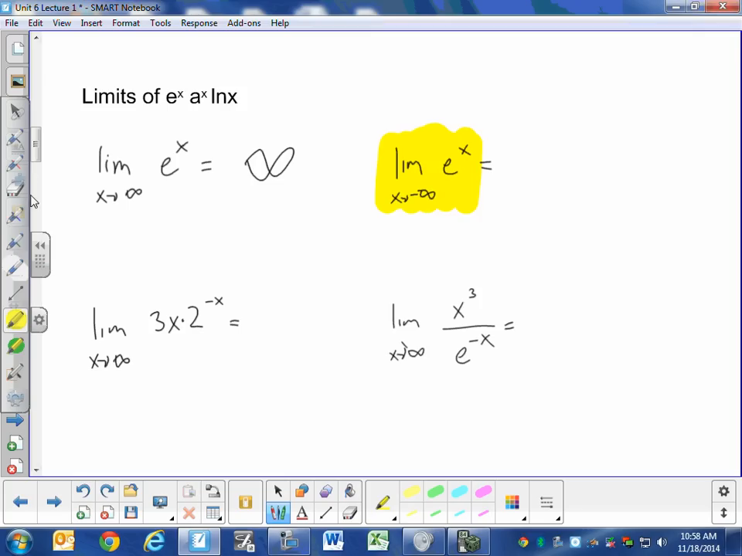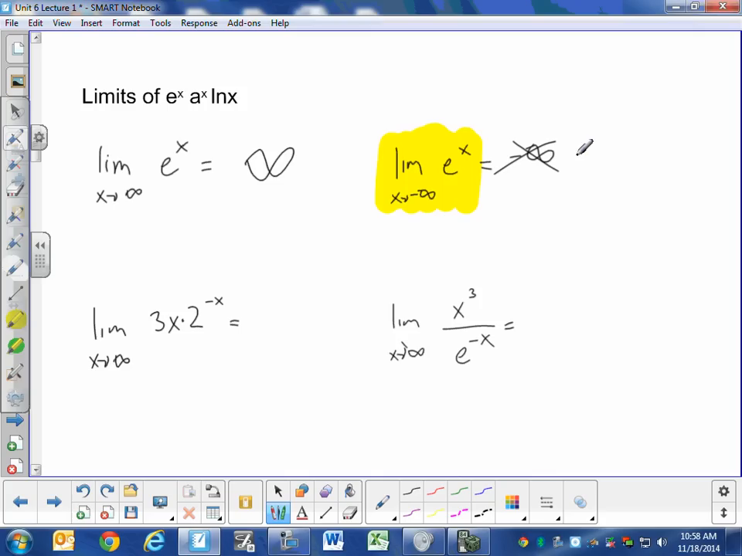Everybody thinks since this limit is positive infinity, this limit must be negative infinity. But that's not right. That's what you would think, right?